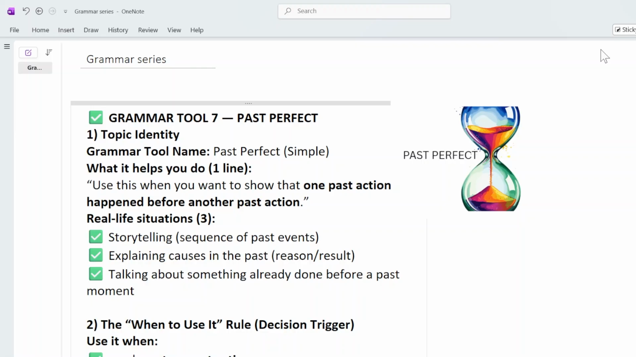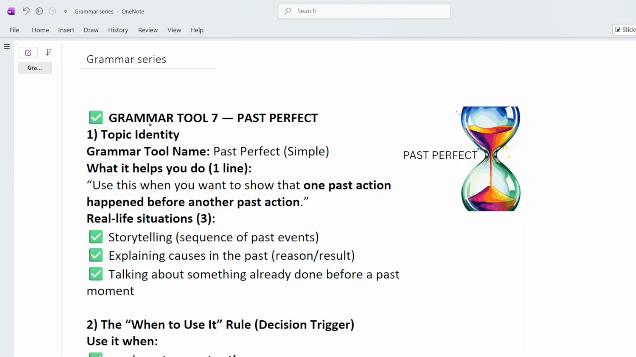Welcome back. So far, you have learned past simple and past continuous, right? Today, we are looking at a tool that makes your English sound smart and clear at the same time, especially when you tell stories. Many learners can say this happened, then this happened, but they cannot show which one happened first. That's where past perfect comes in. So look at the screen and I'll let you know the topic in detail.